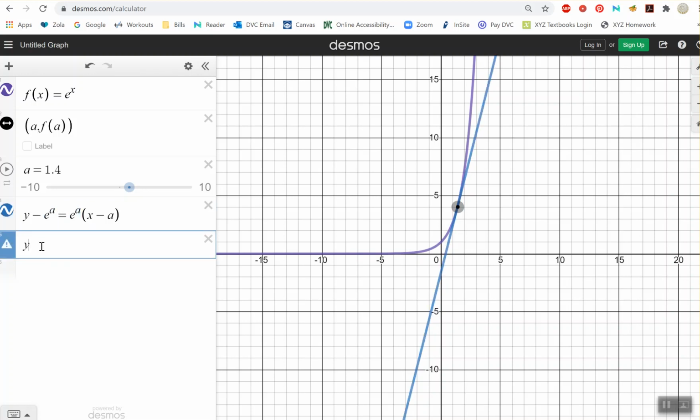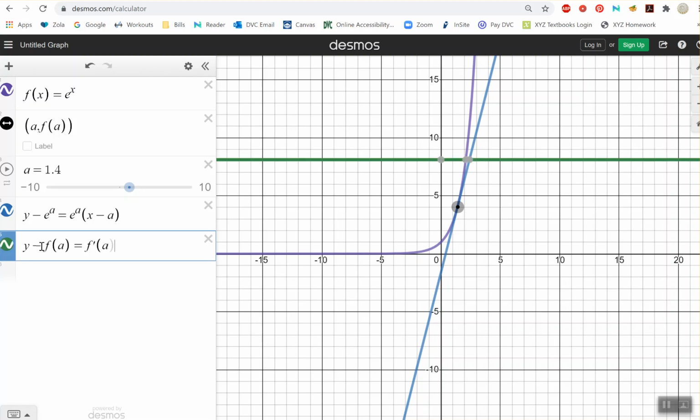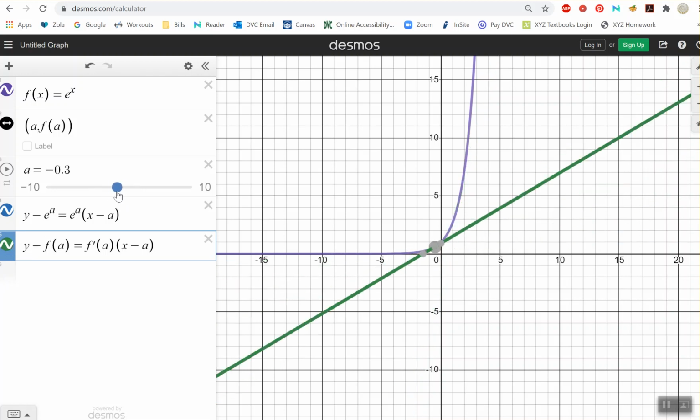And just for practice, y minus y1, y minus f of a is equal to the slope, f prime of a, times x minus x1, times x minus a. Oh yeah, we've got the tangent line. Green and blue are the same. Okay?